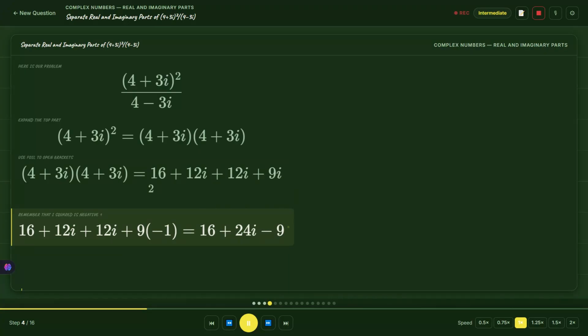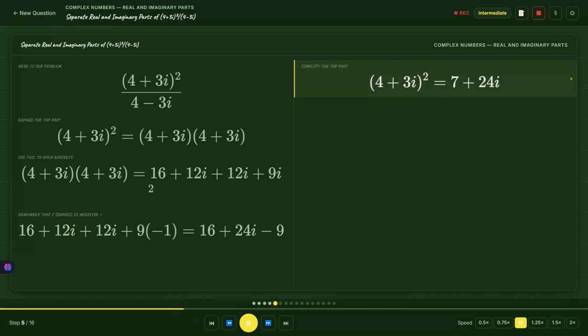Now here is the magic trick. Remember, i squared is -1. So 9 times i squared becomes 9 times -1, which is -9. And 12i plus 12i gives us 24i. Let's put the number parts together. 16 take away 9 is 7. So the top part becomes 7 plus 24i. Nice and clean.